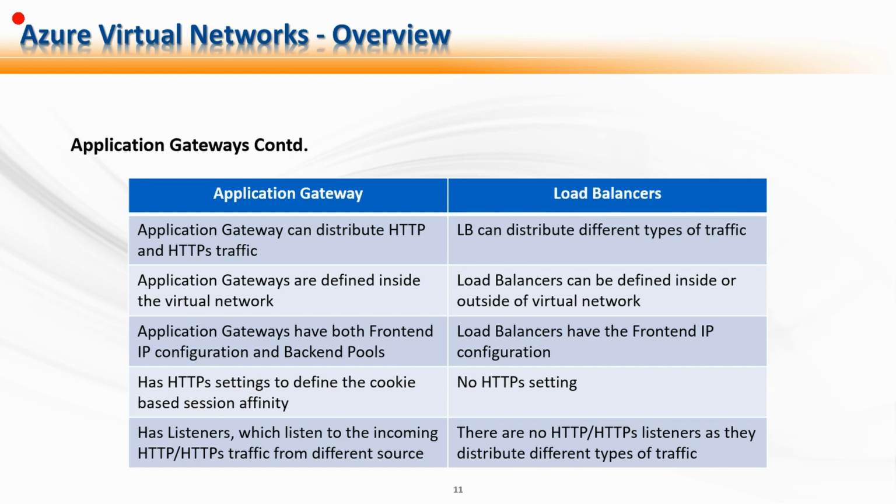Going next, the application gateways have both front-end IP configuration and back-end pools, whereas the load balancers have the front-end IP configuration only. One very interesting thing is that for the application gateway, we have the HTTP settings to define the cookie-based session affinity, whereas there is no such setting for the load balancer.